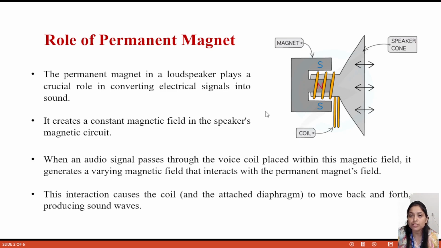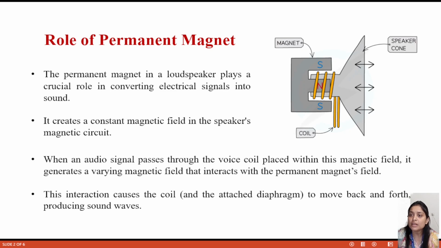Now I am going to start with how it is significant. So what is the significance of the permanent magnet? The permanent magnet in a loudspeaker plays a crucial role in converting the electrical signal into a sound wave. Without the permanent magnet it actually doesn't work. So how does it help? It creates a constant magnetic field in the speaker's magnetic circuit. What is the principle? First of all I'll explain, then I'll explain each and every component one by one.